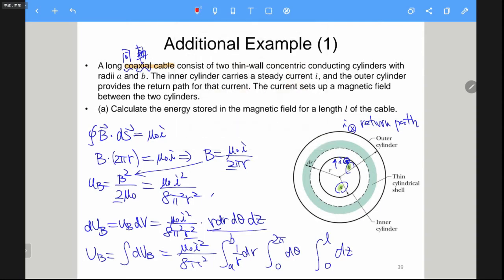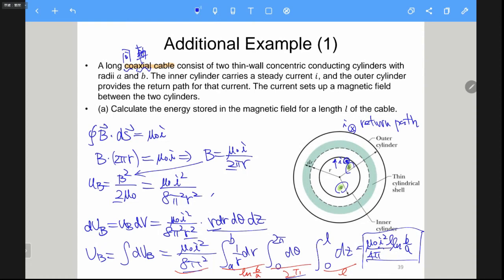Okay, so finally, we will get this term. This one is natural log of b over a. This one is 2 pi. This one is l. So finally, we have the answer to be mu naught I square, 2 pi and 8 pi square partly cancel. We have a 4 pi here. And then we have a natural log of b over a. And then we still have l here. Okay, something like this. This is the expression of the energy stored in this structure.